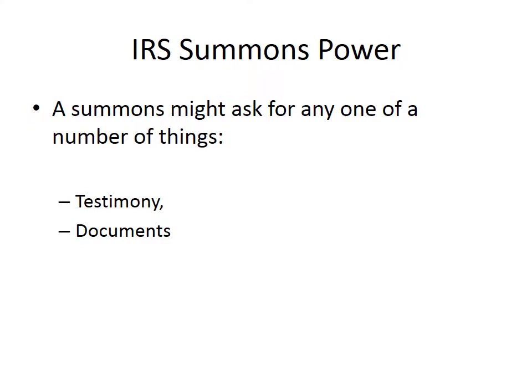When CI, Criminal Investigation, issues a summons, it rarely does so for testimony because taxpayers typically plead the Fifth at the advice of their attorney. So it's much more common that books and records are sought through a summons than testimony.